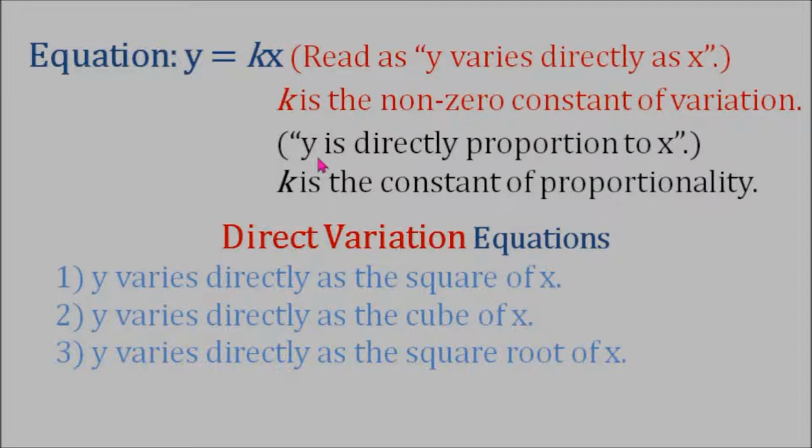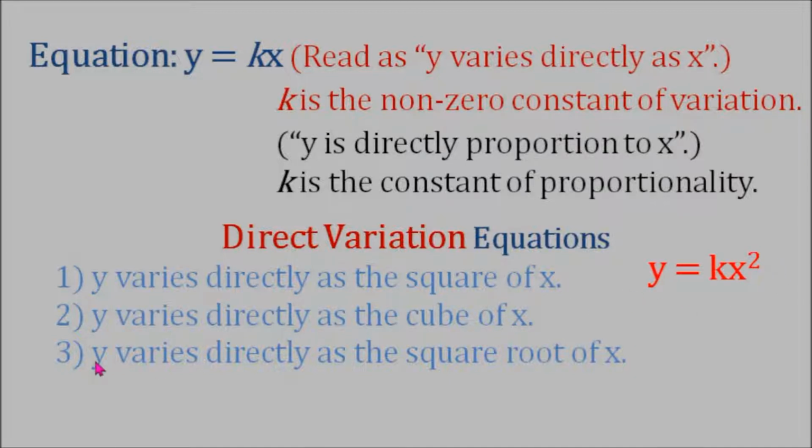It can also be read as y is directly proportional to x, where k is called the constant of proportionality. These are some of the direct variation equations. Number 1, y varies directly as the square of x. It can be written as y equals kx squared.